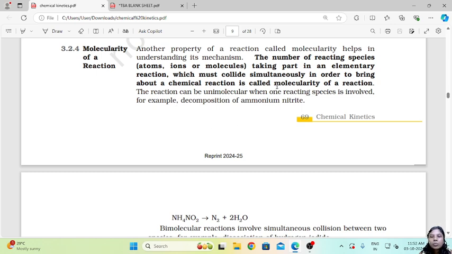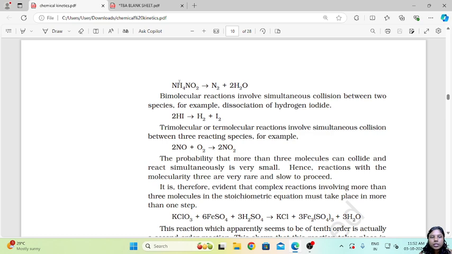That is known as the molecularity of a reaction. The reaction can be unimolecular when one reacting species is involved. For example, we talk about the decomposition of ammonium nitrate. Here we have ammonium nitrate, which then breaks down to give us nitrogen plus 2 molecules of H2O. So it is a unimolecular reaction. We are starting with only one molecule of ammonium nitrate.